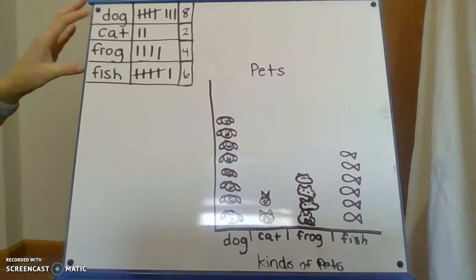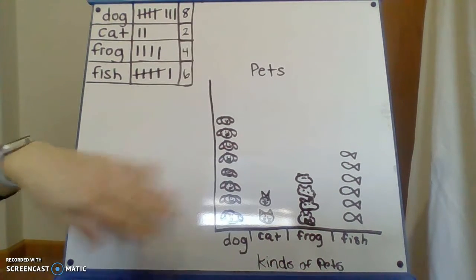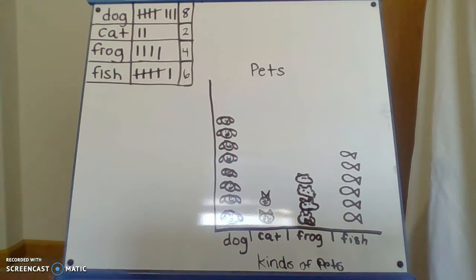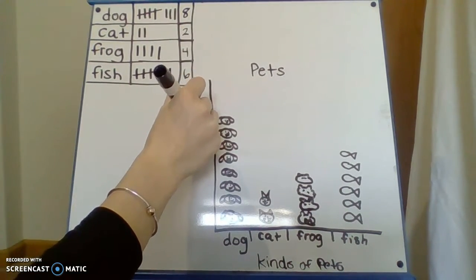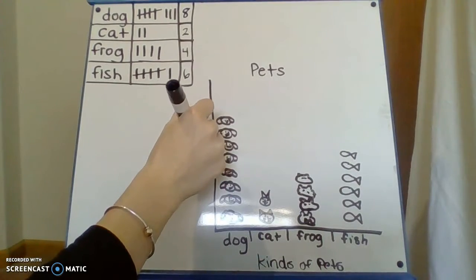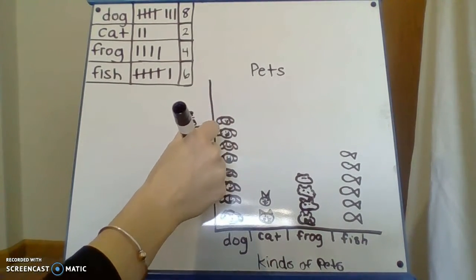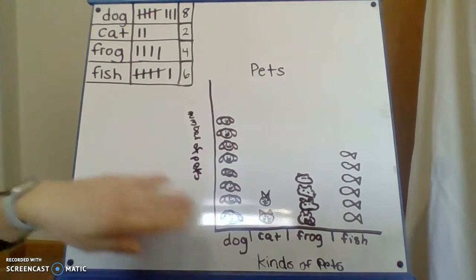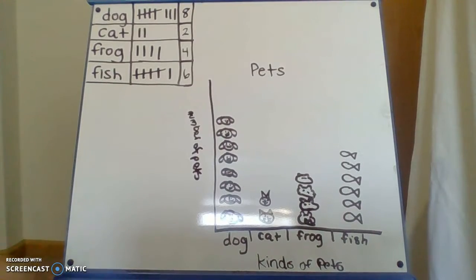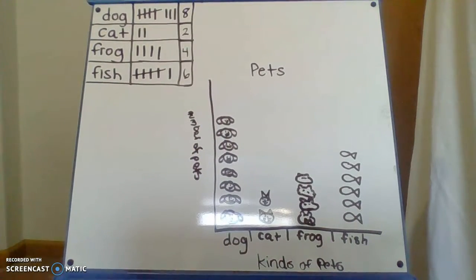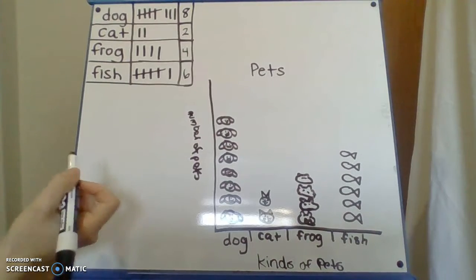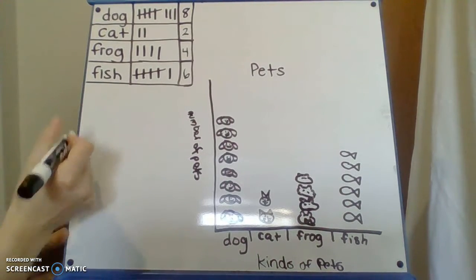We used our table to help us. We labeled it. And then on this side, you could label it number of pets. So you should have labels on both sides, labeling everything. Your title, using pictures because it's a picture graph. So now you'd have questions, just like the questions that we've been working on.